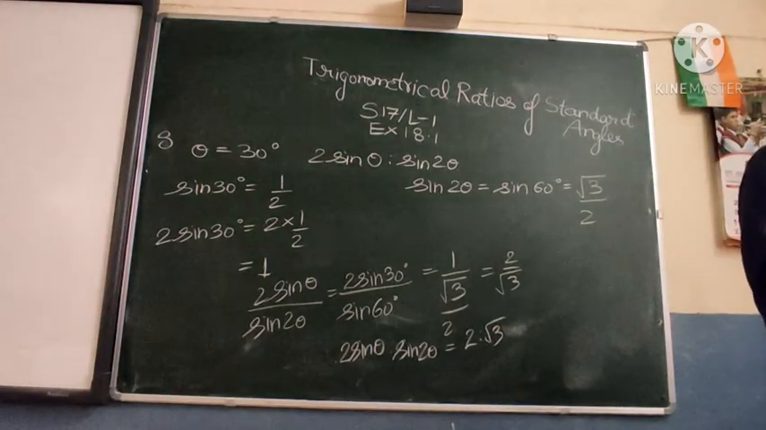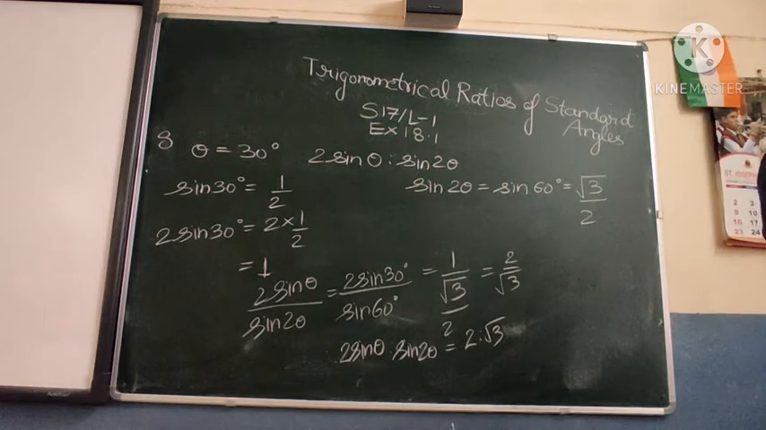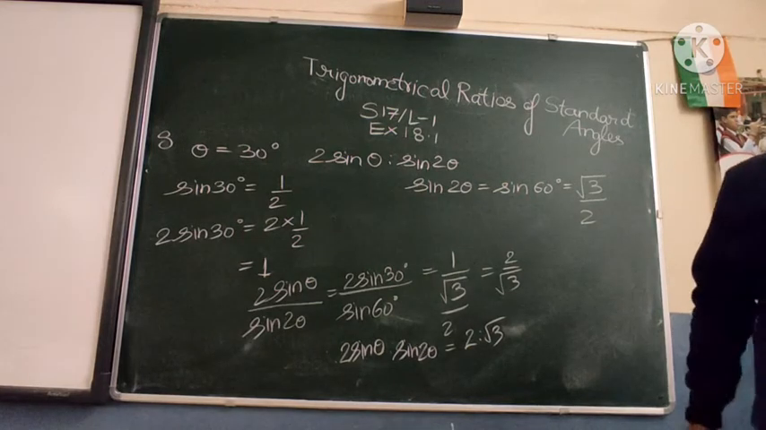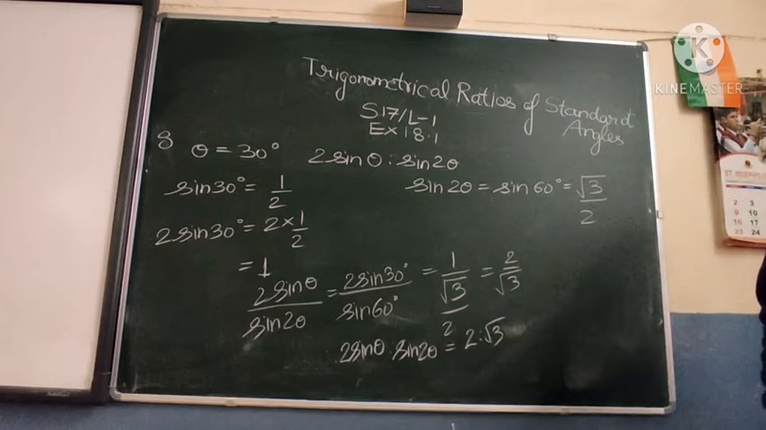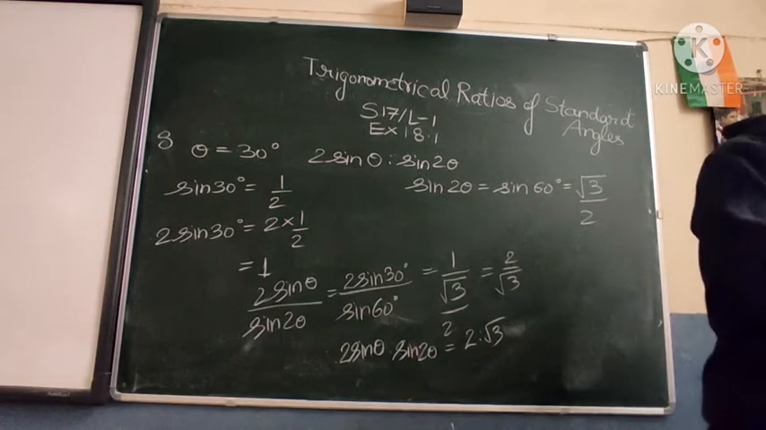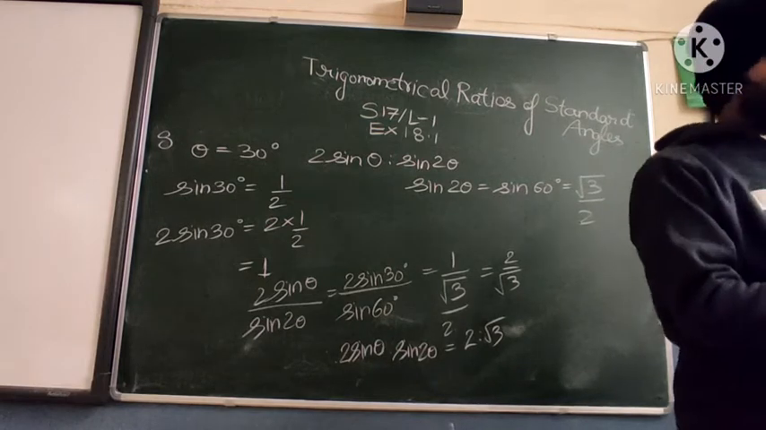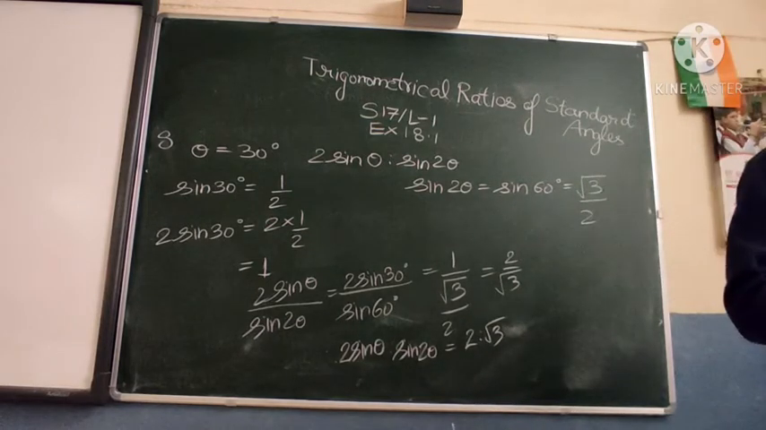Let's match it. So it will be 2 is to root 3. That's the answer. So I'll tell you again, questions are not much difficult here. Only thing is that you have to take the values properly. Now for the 11th question, I'll take the second part and third part.